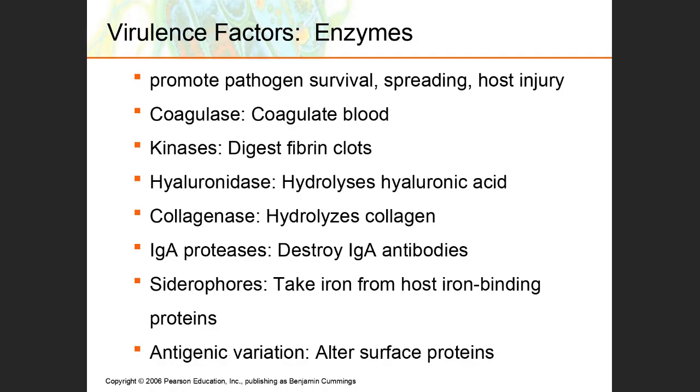Hyaluronidase and collagenase are digestive enzymes which digest connective tissues like bone, cartilage, skin, and that allows pathogens to move through those tissues. IgA proteases, so IgA stands for immunoglobulin type A, and immunoglobulin is an antibody. We'll talk about those next class. But antibodies are a very important defense mechanism against pathogens. And some bacteria can produce enzymes that destroy those antibodies.